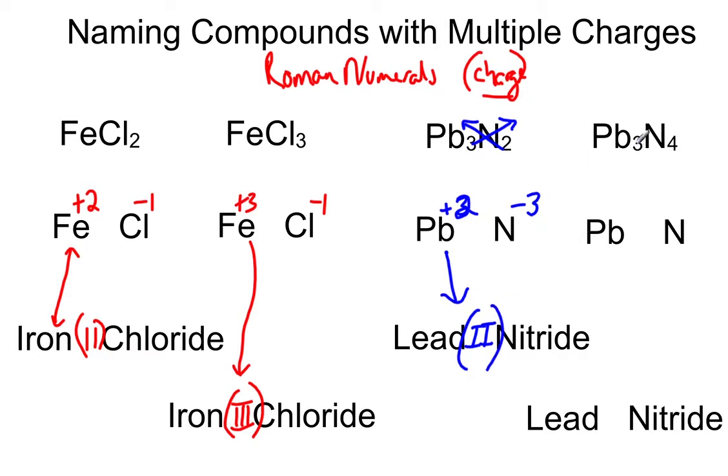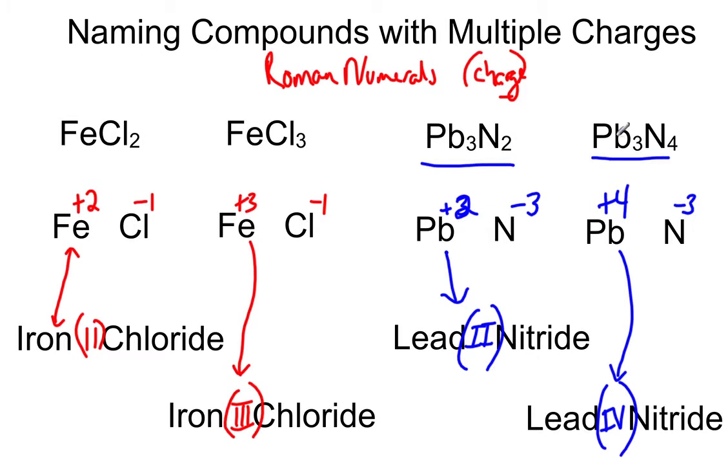And over here, if I crisscross or uncrisscross, I put the 3 there and I put the 4 there. So it's +4 and still a -3. This is right. So now I know to put 4 in parentheses, lead 4 nitride. So again, we use Roman numerals to tell us which is which, because if I just called this lead nitride, I wouldn't know if it's this one or this one, because this is also lead nitride. So this is lead 2 nitride, this is lead 4 nitride.